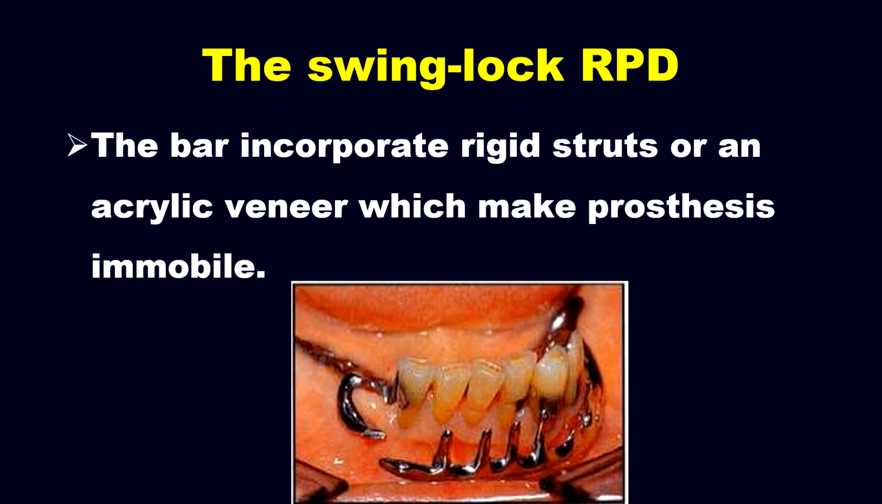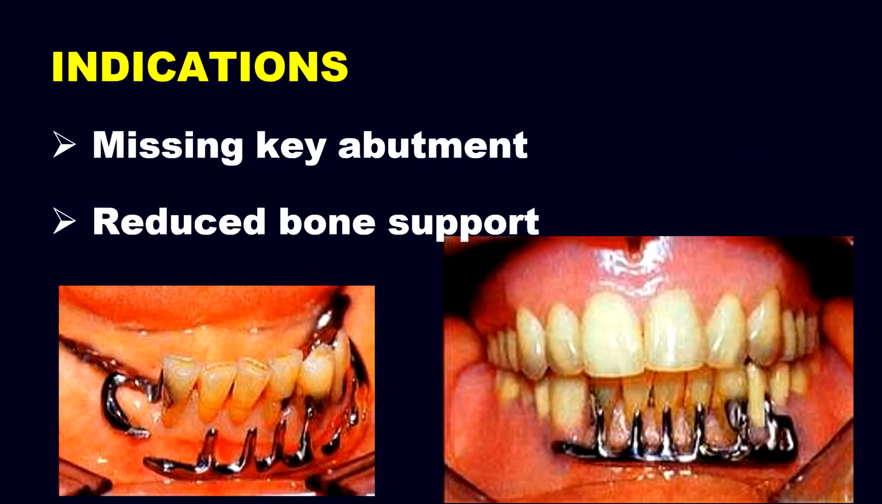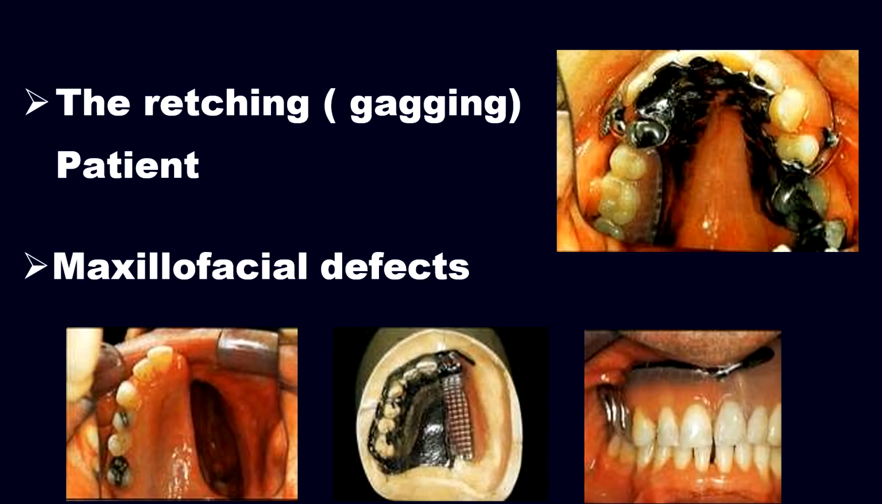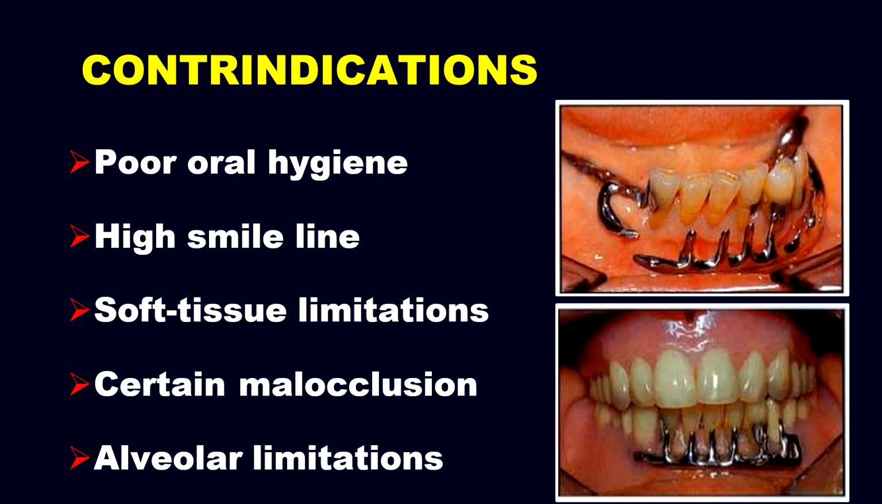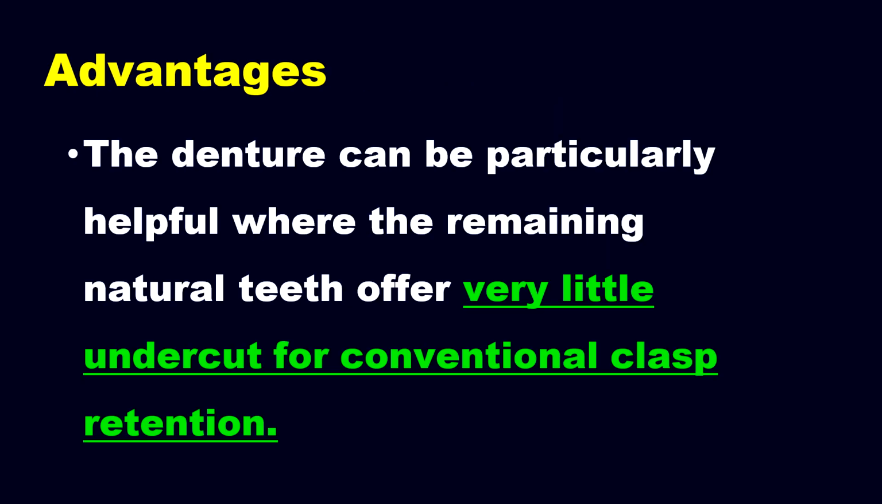And we can see the longitudinal struts are mounted on the labial side, with patients using key abutments and reduced movement support. Gagging for the patient is going to be very common with this, but it is also used in cases of maxillary defects. Contraindications: overall hygiene, high smile line because of aesthetics, soft tissue limitations, certain malocclusions, and alveolar limitations.